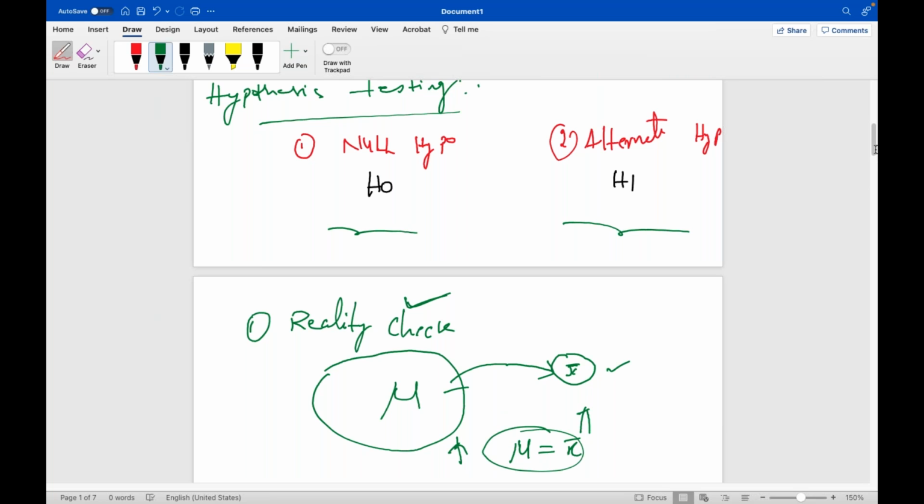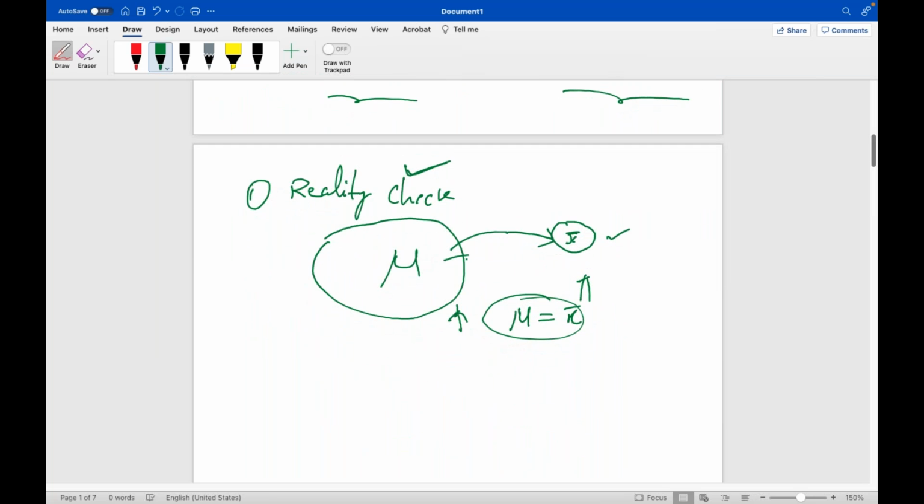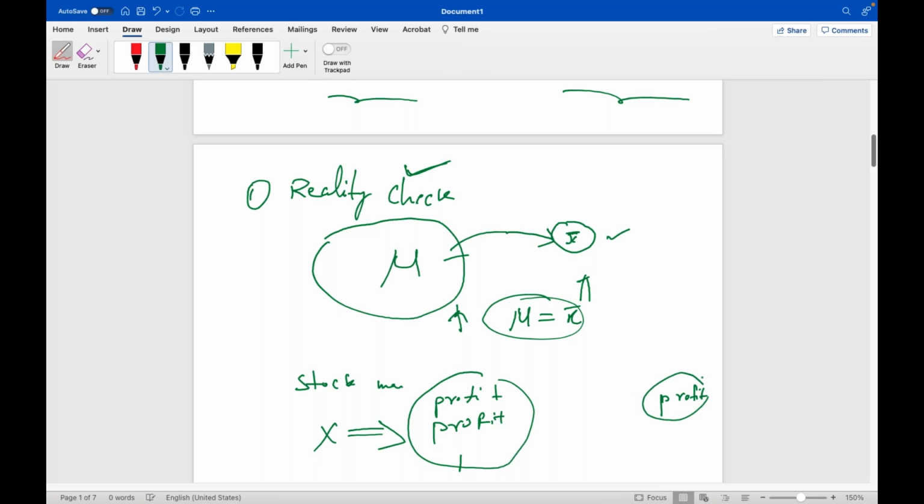Let me consider one more example. You have invested in the stock market, in some company X. At present the company is in profit, and in the past it was also in profit only. This is the information till now, and my future information is that it will also be profit. Since my past and present are both profits, I am able to invest in this company.